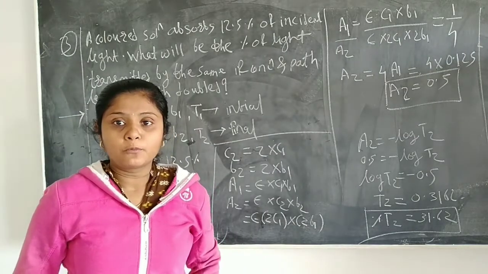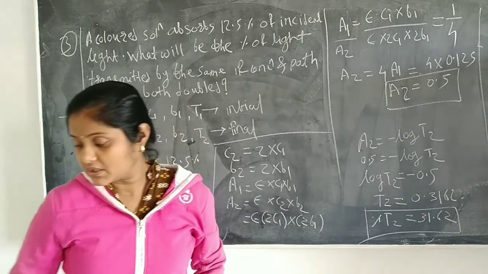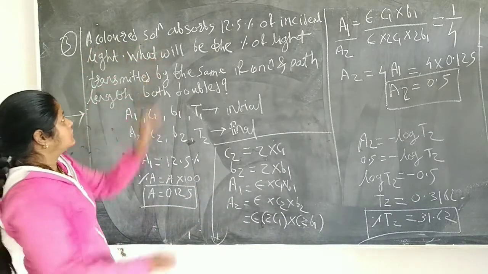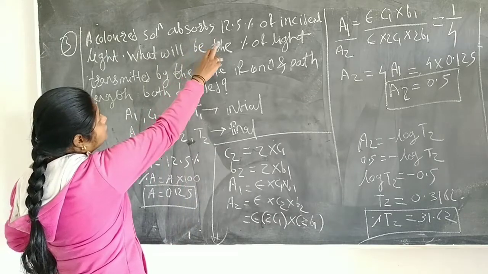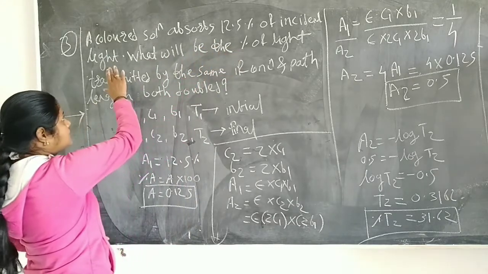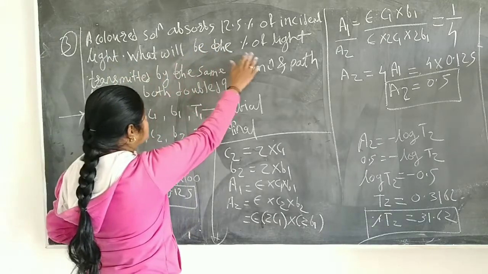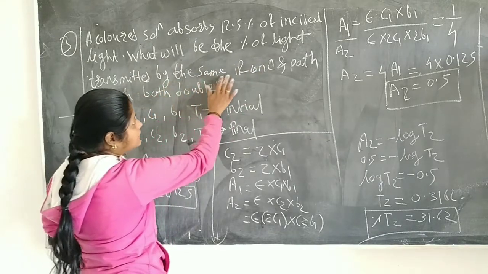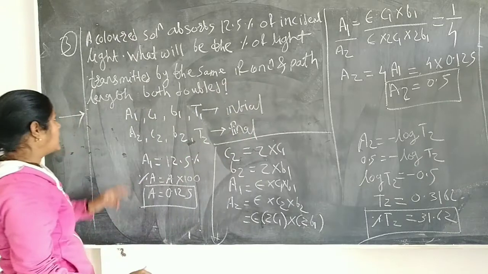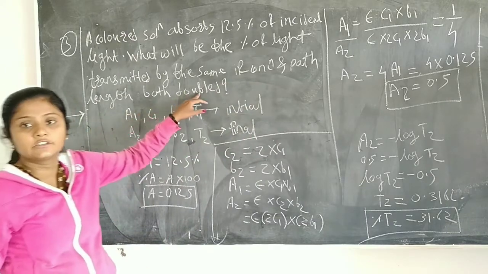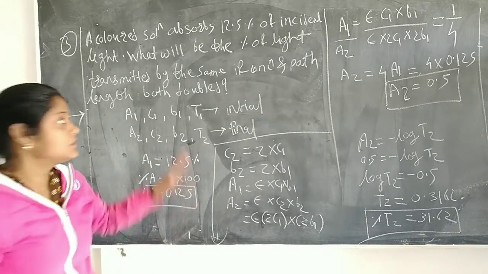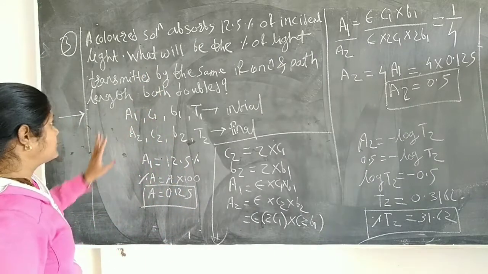The third problem from spectrophotometry is: if a colored solution absorbs 12.5% of incident light, what will be the percent of light transmitted by the same if concentration and path length both get doubled? So here we have to find the percent transmittance.